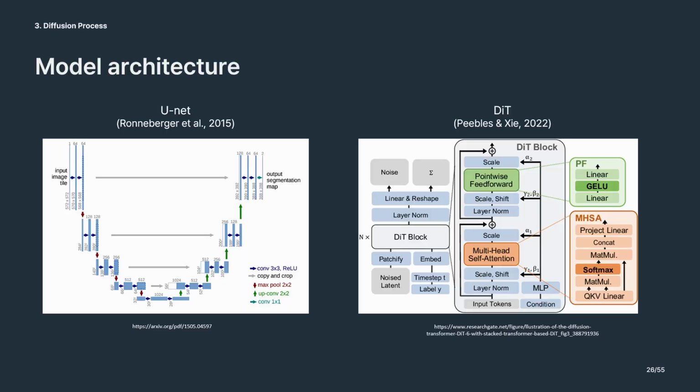The denoising model, for example, the neural network that predicts how to remove noise, was originally based on the UNet architecture. UNet works by compressing the image into a latent space and expanding it back, allowing the model to capture both local and global features through skip connections. Recently, inspired by the success of transformers in the language domain, researchers have proposed diffusion transformers, often known as DiT, which leverage the self-attention mechanism to better model long-range dependencies.